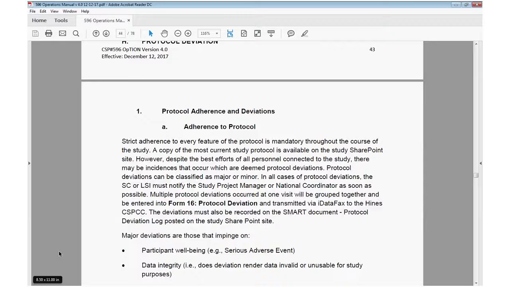In all cases of protocol deviations, the site coordinator or LSI must notify the study project manager and the national coordinator as soon as possible. It does say or, but please contact both of us. Multiple protocol deviations occurring at one visit will be grouped together and entered into Form 16, protocol deviation, and transmitted via iDataFax to the Heinz CSP-CC. The deviation must also be recorded on the Smart Document protocol deviation log posted on the study SharePoint site.